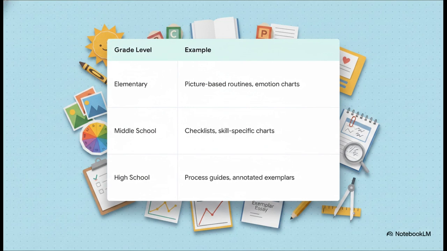Don't for a second think this is just a little kid thing. This principle scales up perfectly. For elementary kids, sure, it's picture-based routines and emotion charts. But in middle school, it might be checklists for a lab report or anchor charts for writing thesis statements. And in high school, it evolves into process guides for research papers or annotated examples of A-plus work. It's the same concept, just in a different package.